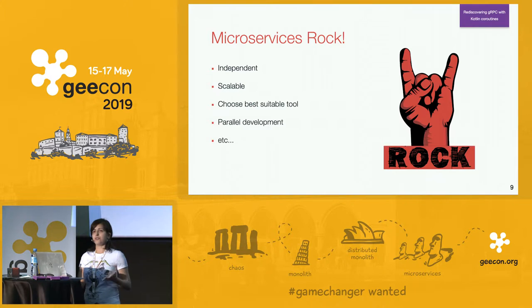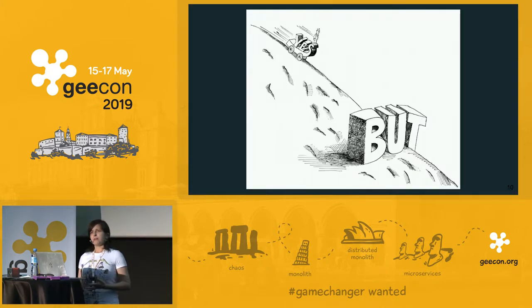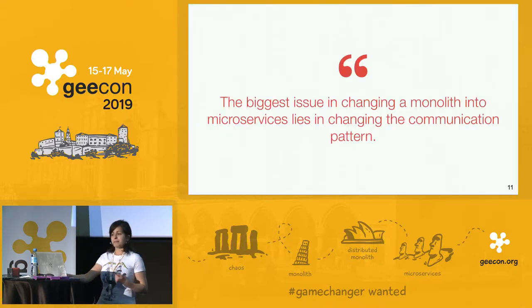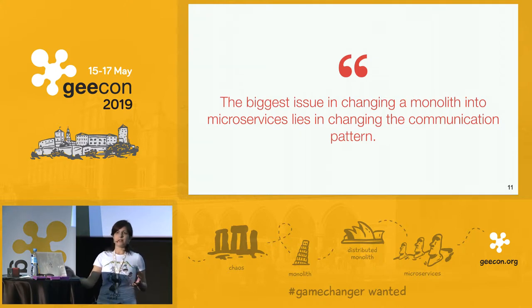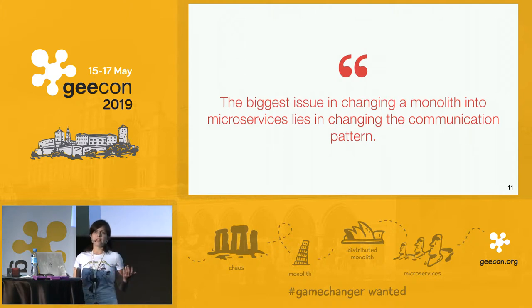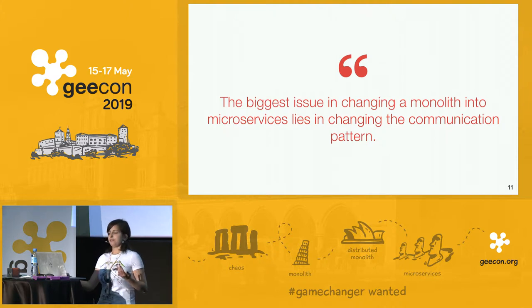Microservices has a lot of pros. But we cannot talk only about pros. There is always a con, a big con. So in microservices, there is one. The biggest issue in changing a monolith into microservices lies in changing the communication pattern. What does it mean? When we worked with monolith, we just called some functions, some services, and we are on the one server, just our code base, and we worked with simple functions, and it was okay. But when we're switching to microservices, you should understand that your function could be on another server, and you have to deal with network. And network is something that is not reliable, and you should handle all this stuff. So this communication now could be a problem for you.